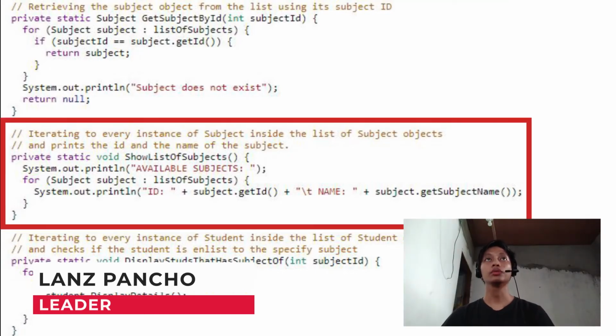Also, we have a show list of subject method. Inside, we display a message of available subjects. Also, we have a for each loop to iterate for each subject available in the list of subjects. Each iteration, we just simply display a message containing the subject ID and the subject name of that subject.